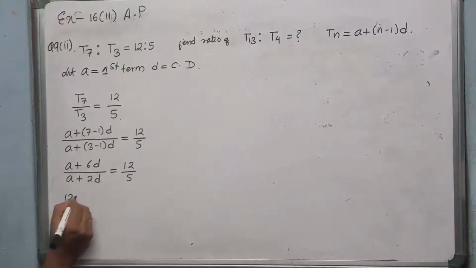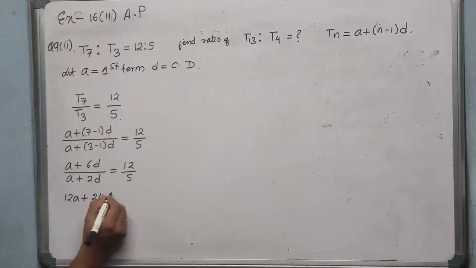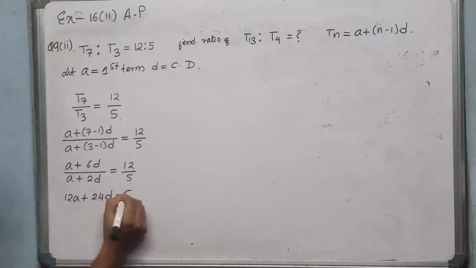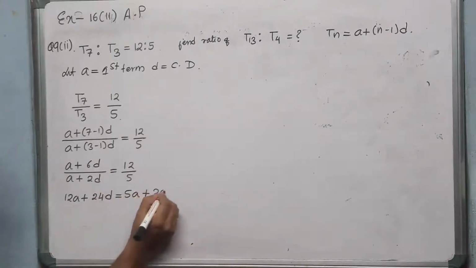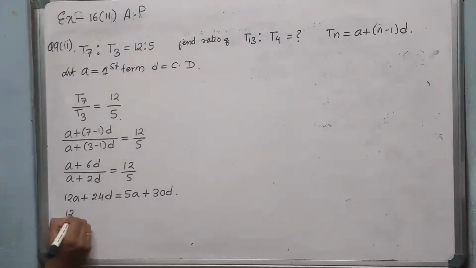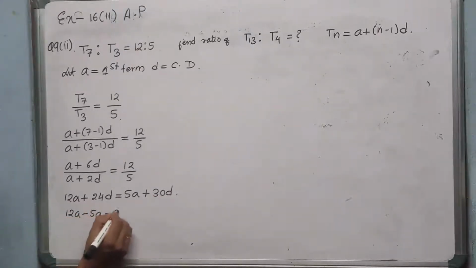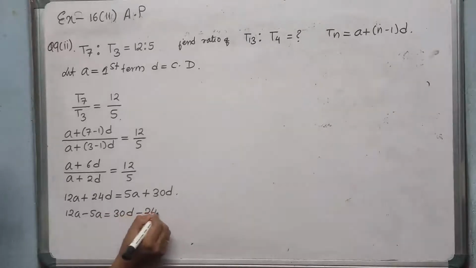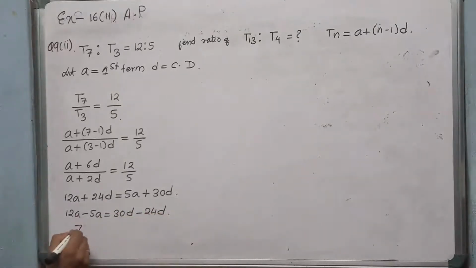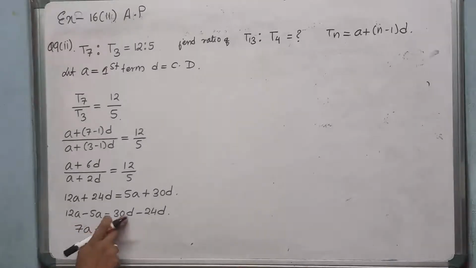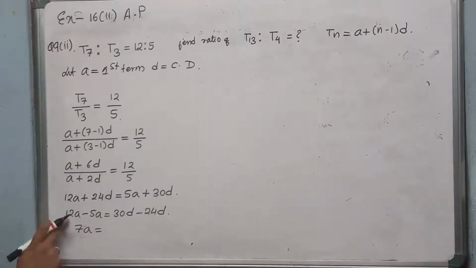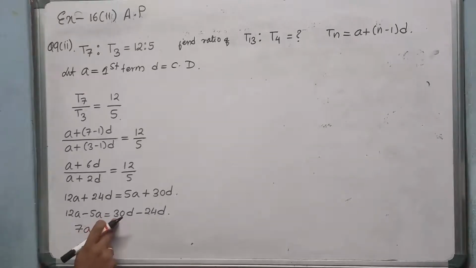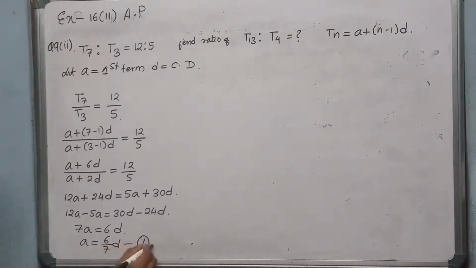It is 12A plus 24D is equal to 5A plus 30D. Now I'll write like terms on one side. 12 minus 5 is 7A is equal to 30 minus 24, which is 6D. Now we get a relationship between A and D: A is equal to 6 by 7 into D. Let it be equation number 1.